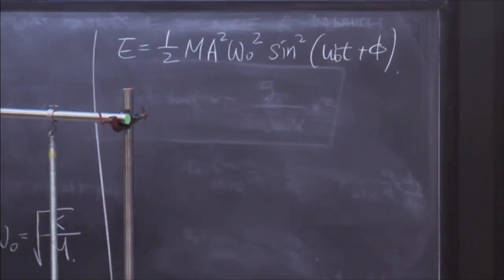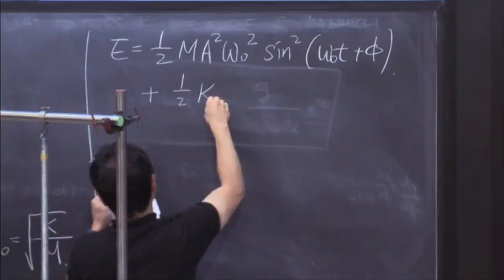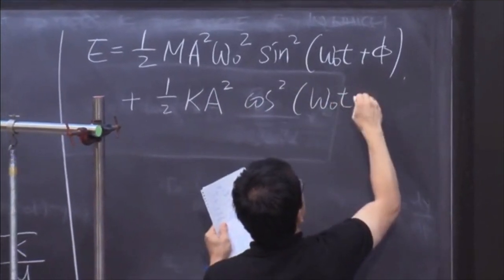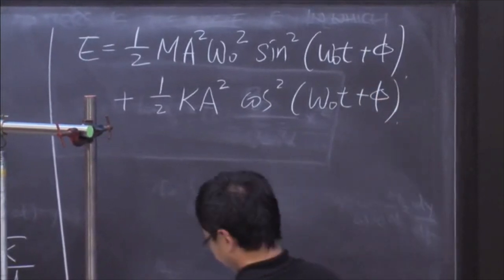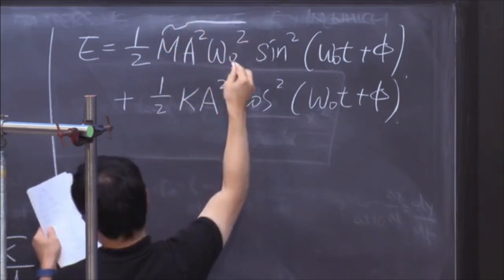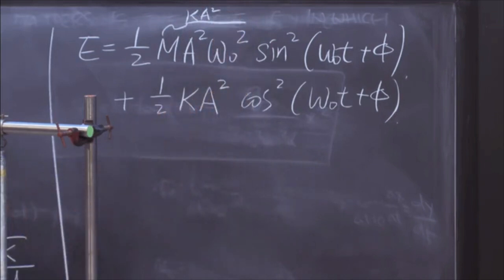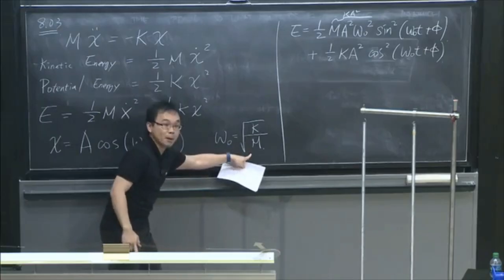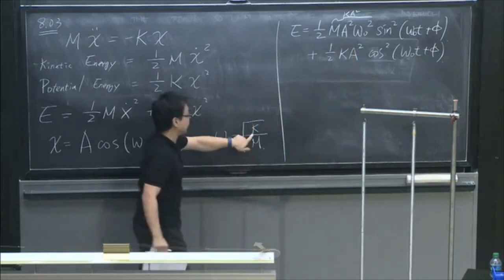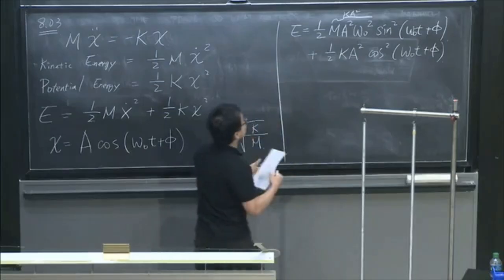So this is the first term, okay, here, plus 1/2 k A squared cosine squared omega 0 t plus phi. Okay? And we also know that this coefficient here is just k A squared, right? Because omega 0 is equal to square root of k over m. And if you replace this omega 0 squared by k over m, then you arrive at k A squared. Okay? So that is very good.